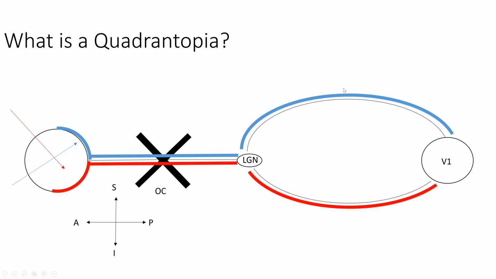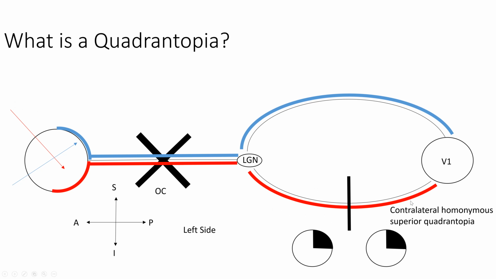All right, so if we take a lesion at either of these optic radiations, if it's restricted to just one of these pathways, then we'll get what's called a quadrantopia. So if this is the left side, then we're going to have right visual field loss in either of these. But if it's this lower visual optic radiation, it will be a loss of the upper visual field. So it's called a contralateral homonymous, and it's a superior quadrantopia because we've lost the upper visual field, but just a quadrant of it.